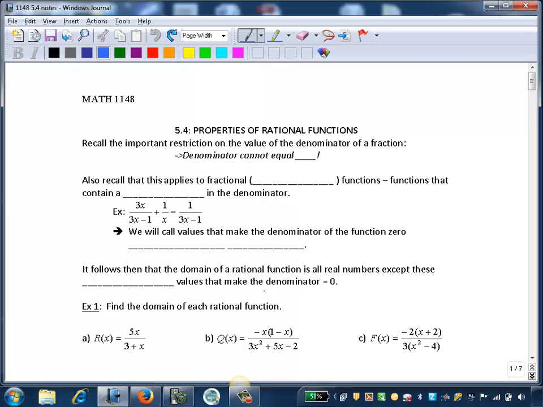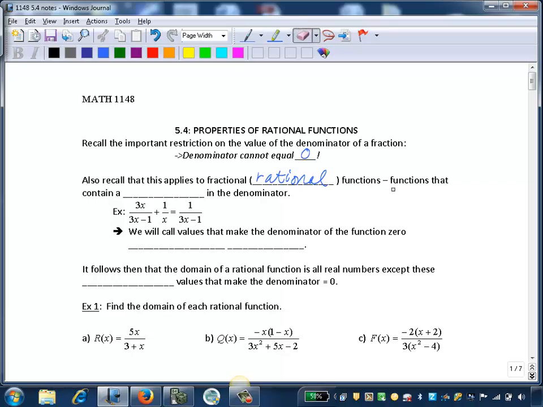Section 5.4, Properties of Rational Functions. Recall the important restriction on the value of the denominator in a fraction. We remember that the denominator of a fraction cannot equal 0. Well, this also applies to fractional functions, and we call fractional functions rational functions. Remember, rational, fractional, they kind of rhyme.